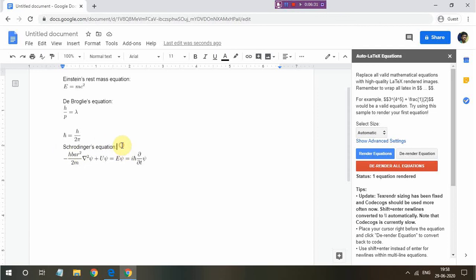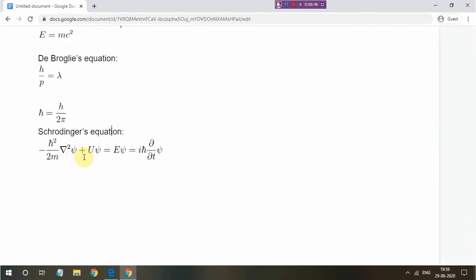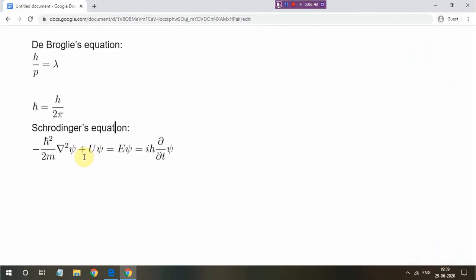Okay, so there seems to be some mistake. We need to correct the h bar. Oh, there should be a backslash before the h bar. Before any such symbol, there should be a backslash. So this here is Schrodinger's equation, on which modern physics is based.